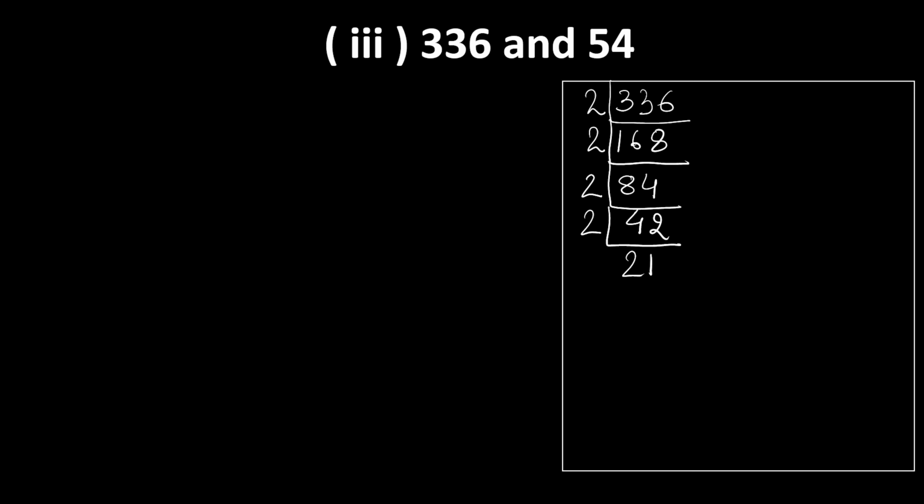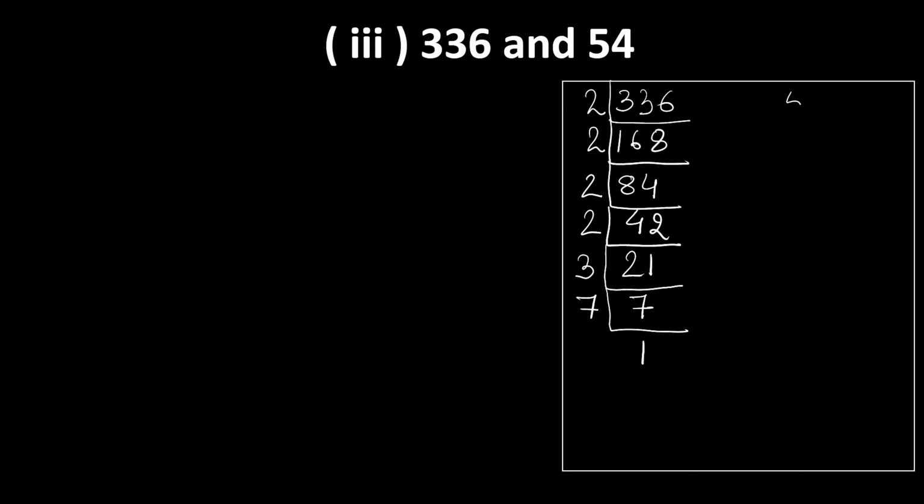So we get 21 as the quotient. Now 21 is an odd number, so we will divide it by 3, since the sum of 2 plus 1 is equal to 3 and 3 is divisible by 3. So we divide 21 by 3 to get 7 as a quotient. And now 7 is a prime factor, so we can divide 7 by 7 to get 1 as a quotient. Now we are left with 54.